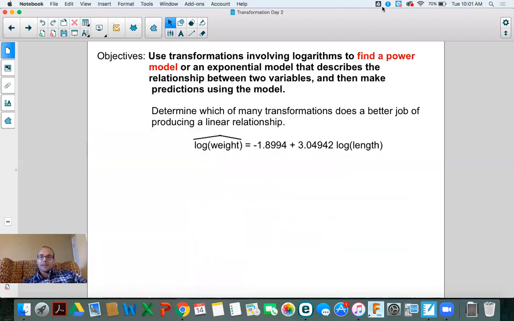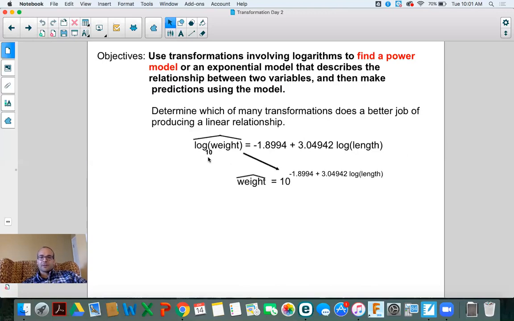So what about this other piece of the objective, to find a power model? Well, this is the linear model. And if you wanted to represent that as the power model, you're going to have to do some algebra with this expression to get your power model, which is your predicted weight y is equal to a times your variable length to some power. And we would expect that power to be close to 3 because of yesterday's work. So what's the algebra that we're going to use for that?